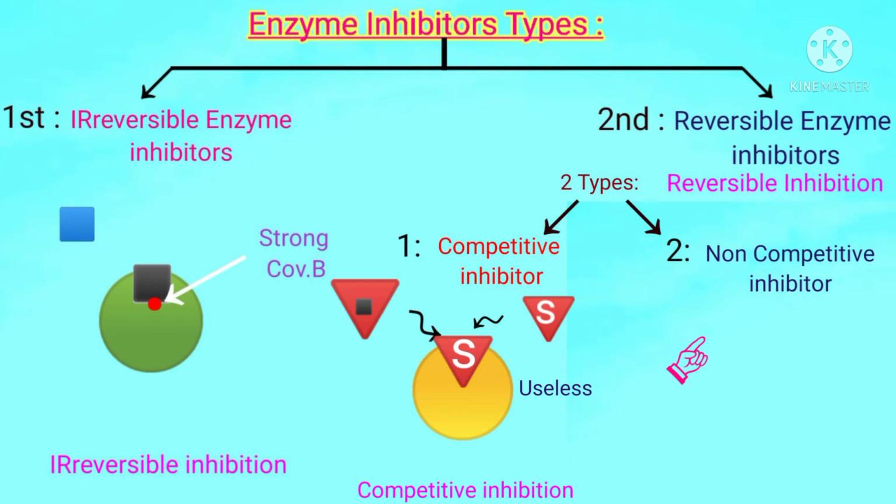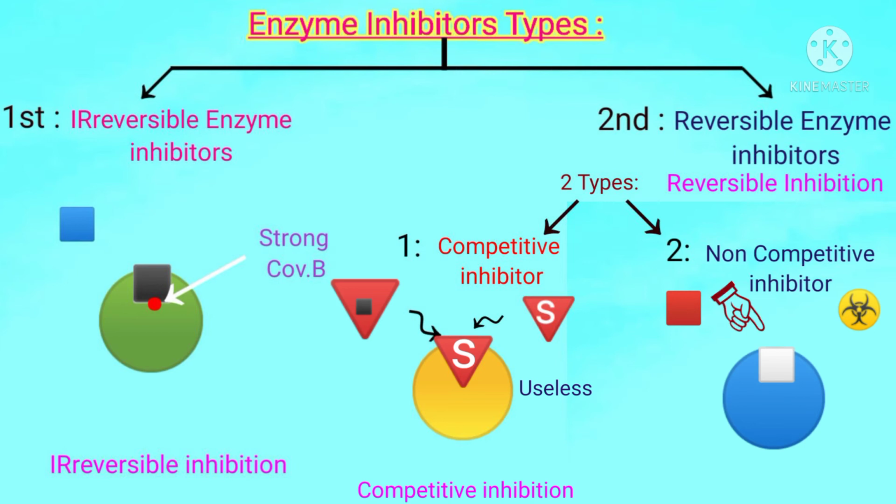Dear students, the non-competitive inhibitor, as its function is represented by its name, does not show any competition between the substrate and inhibitor, because the substrate does not have structural similarity with the inhibitor in this case. For example, this is our enzyme and this is its active site.